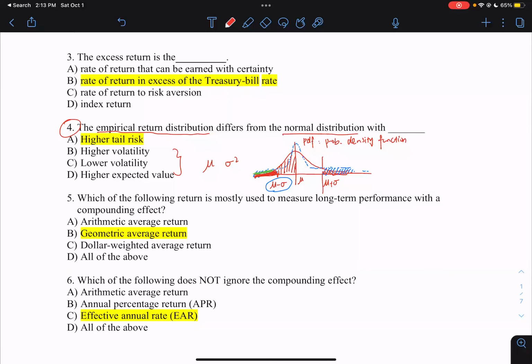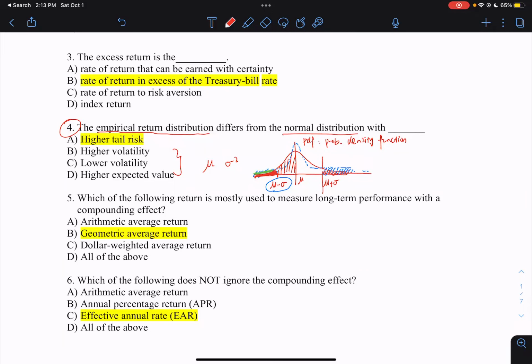Intuitively, what it means is that compared to a normal distribution, you are more likely to end up with very high return and very low return, which might increase the volatility of your portfolio or of your investment. But most importantly, the realization of extreme cases will be more likely than it should be in the normal distribution. This is the tail risk.